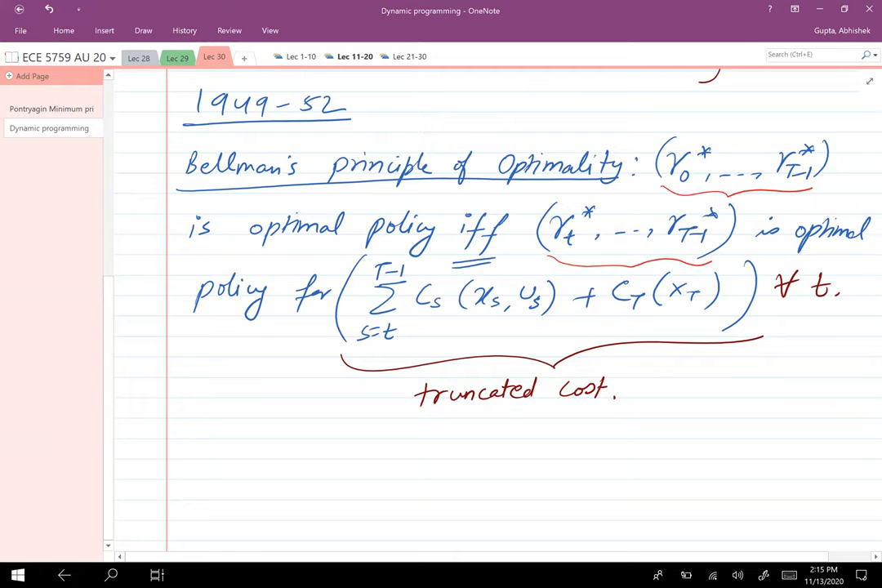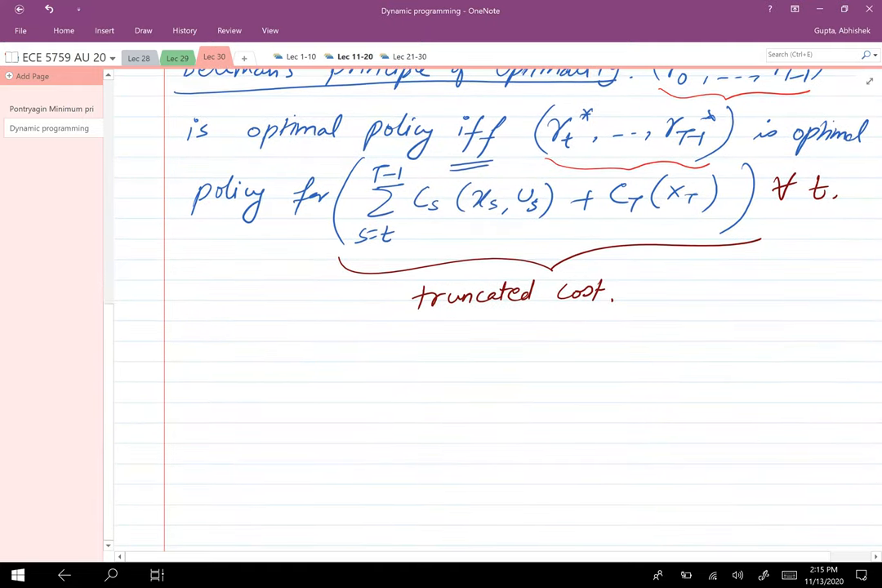And a similar result was also established by Isaac. I'm blanking on the first name. Isaac is, I think, the last name. So he also observed the same principle of optimality around 1949 in a confidential report. So it was not known that Isaac actually came up with the principle of optimality, but then Bellman discovered it independently of Isaac. And that's why the name bears his name, Bellman's principle of optimality, but it was around the same time.